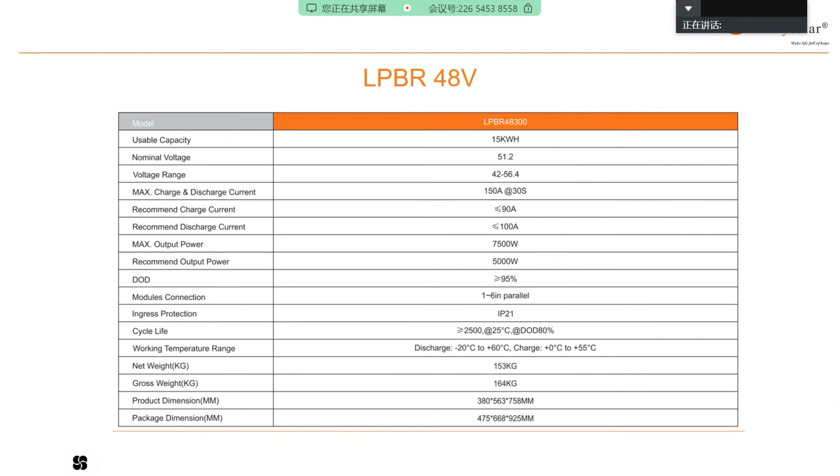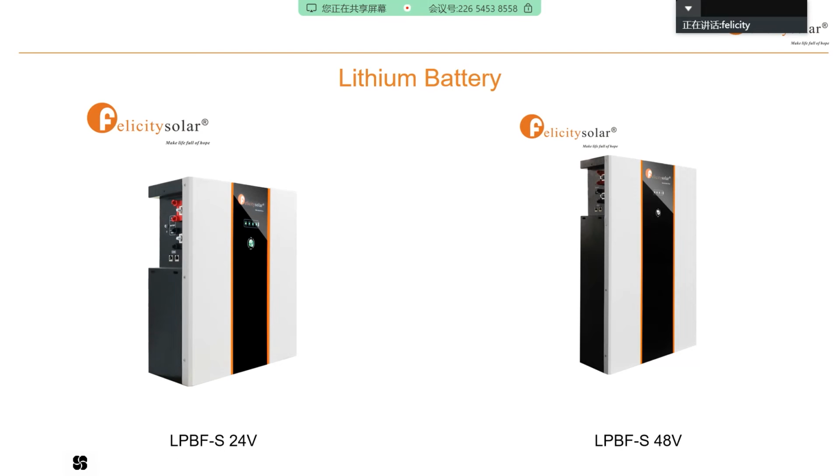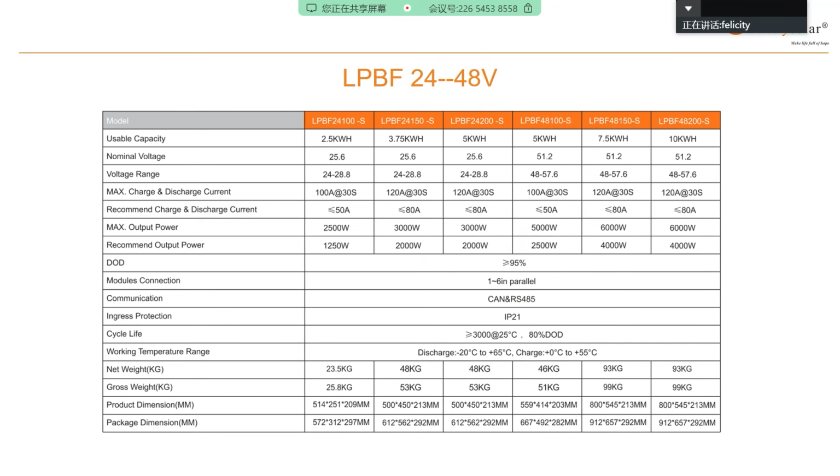This one is a 15 kilowatt hours battery, and the next type is the LPBF-ES. This is what we're currently selling. Previously, the old version was LPBF. Now the LPBF-ES comes in 24 and 48 volts, and here are the parameters. No matter whether it's LPPR or LPBF, you can check these parameters in our catalog or in the user manual.